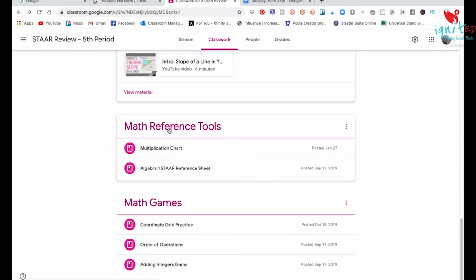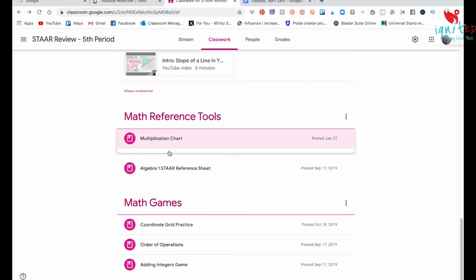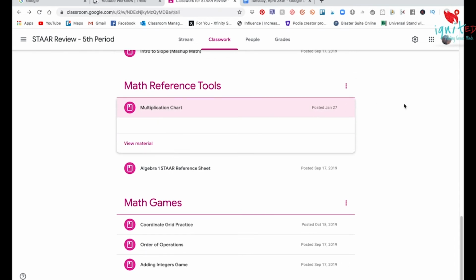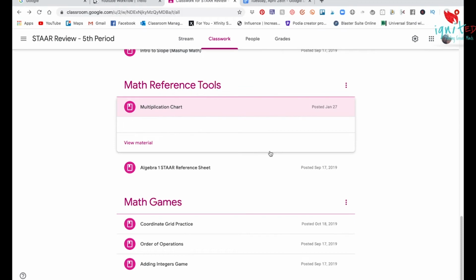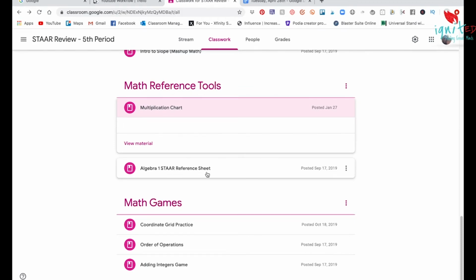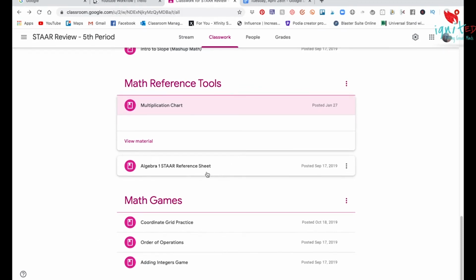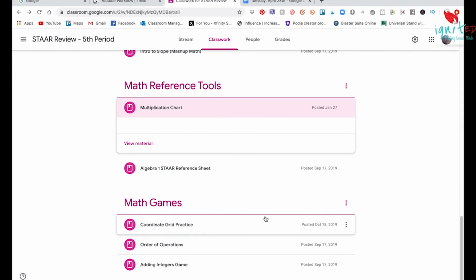I have reference tools. Some of my students use calculators, but I put a multiplication chart in here. It was more so for fractions and finding equivalent fractions for them. And then we have the Algebra 1 STAAR reference chart. For those of you who are not familiar with Texas, we take the STAAR test. And then I have some math games.